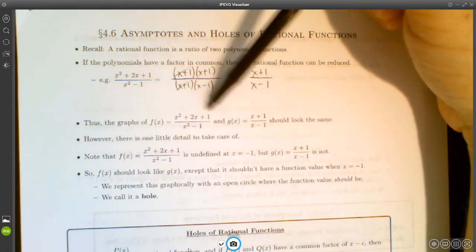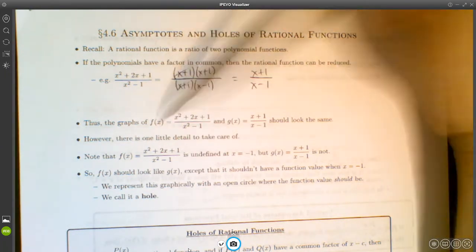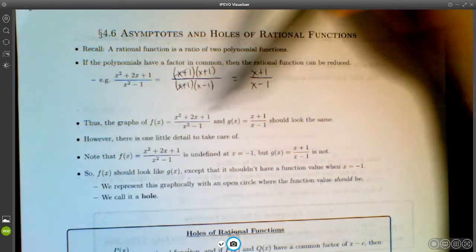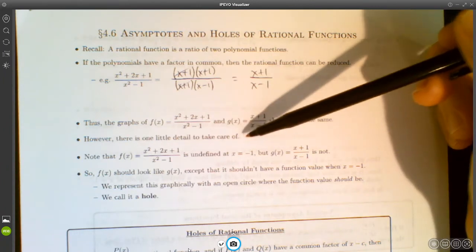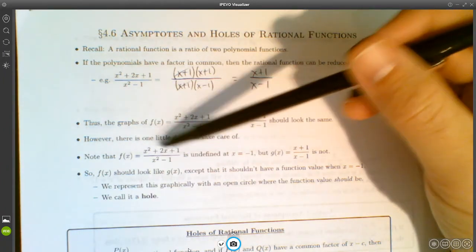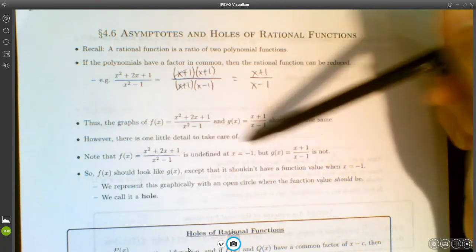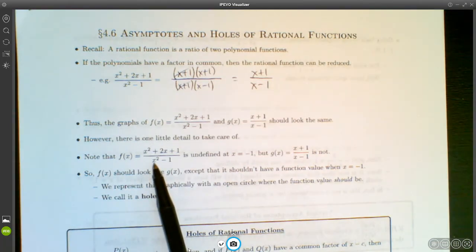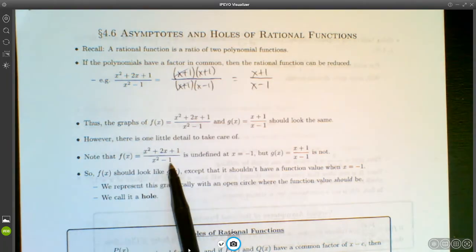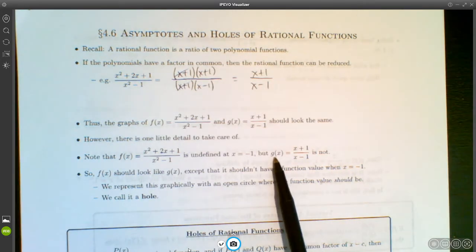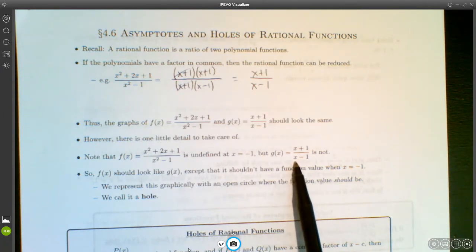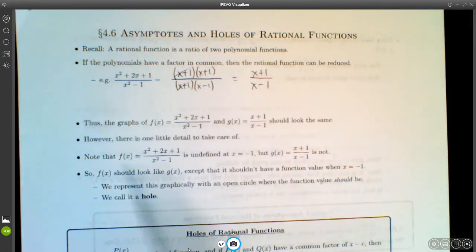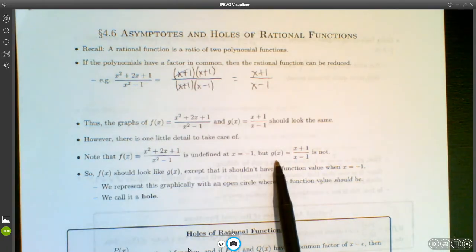So if we call the original function f of x, and we call the reduced function g of x, then f and g should look the same. However, there is one little detail to take care of. Note, for example, that f of x is undefined when x is negative 1. If you plug in negative 1, you're going to get a denominator of 0. G of x, on the other hand, is not undefined when x is negative 1. When x is negative 1, you just get a negative 2 in the denominator, and that's not a problem at all. So f of x and g of x are not exactly the same function.